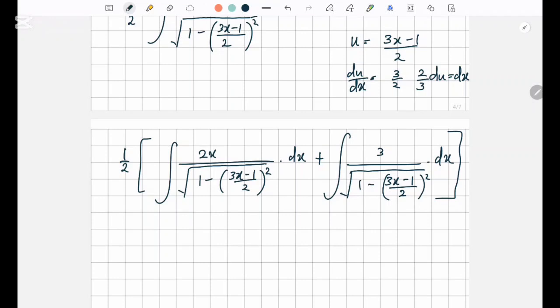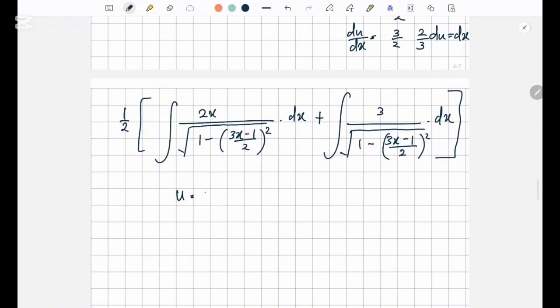And if 3x minus 1 equals 2u, 3x equals 2u plus 1, and x equals 2u plus 1 over 3. But since we have 2x over here, we'll have to multiply. Let me just take it onto the next page.